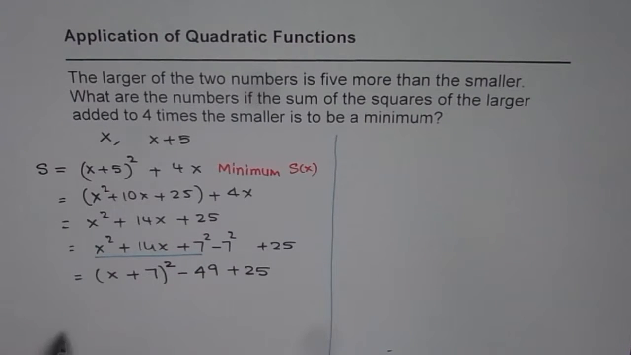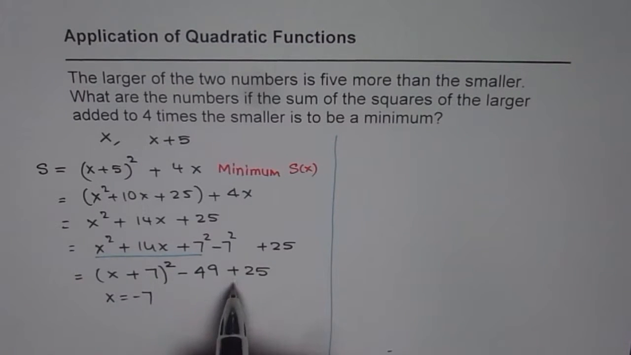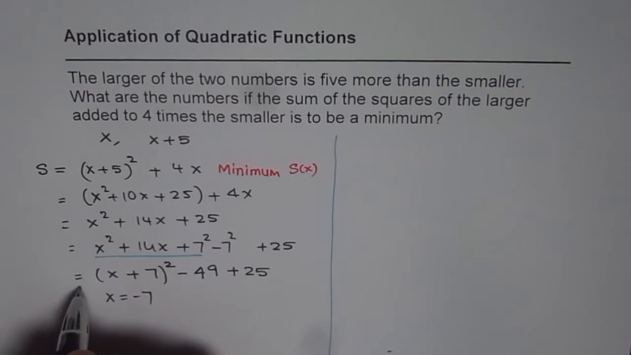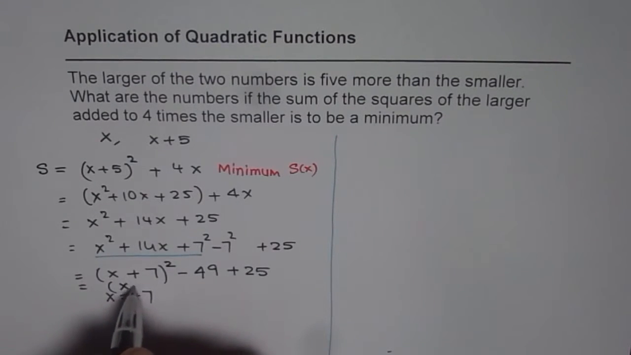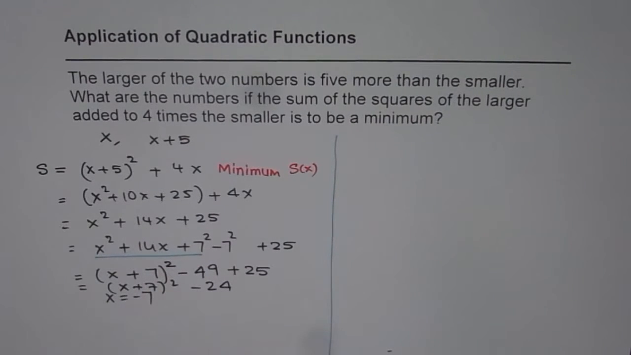So that means we have a vertex at x equals minus 7, and the value is minus 49 plus 25, which equals minus 24. In fact, I should write that here first. (x plus 7) whole squared minus 24. So that is what we get.